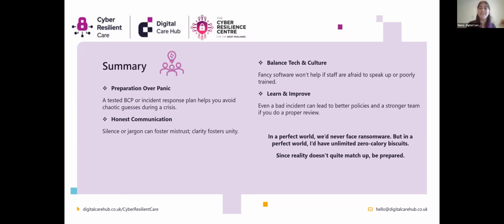Of course, in a perfect world, we'll never face a ransomware attack. But in a perfect world, I would have unlimited zero-calorie biscuits, and that does not happen. Since reality doesn't quite match up, you have to be prepared. This is the reality that we live in, unfortunately.